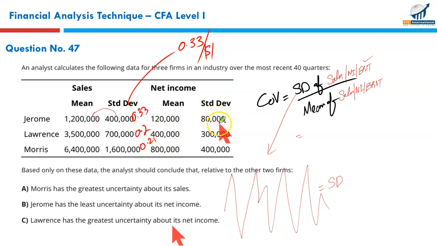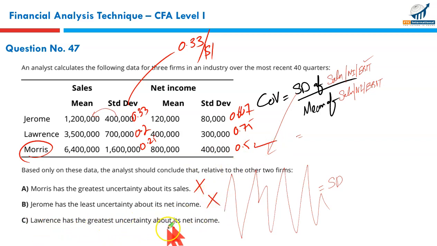The same we can do for net income also, that is standard deviation of net income upon mean income: 80 upon 120 gives you 0.667. 300 upon 400 gives you 0.75. 400 upon 800 gives you 0.50. Okay, now let's see. A. Morris has the greatest uncertainty about sales. Morris, this one is Morris. No, Morris has the average; the greatest is Jerome for sales. This is incorrect. Jerome has the least uncertainty about net income. Not least. Least is for Morris. This is incorrect.